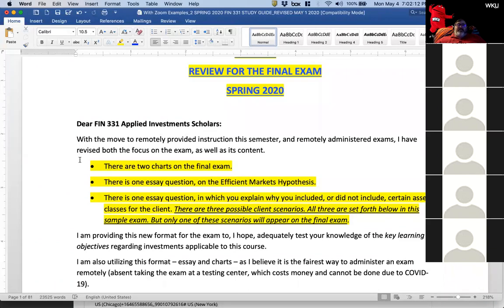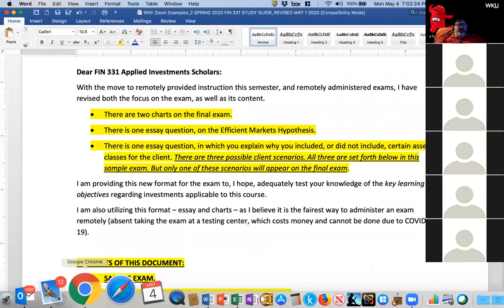And then another essay question, and there's really 3 different questions. All 3 of them are in this document. It basically just varies by the age of the client and some of their circumstances. And I'll explain that to you.